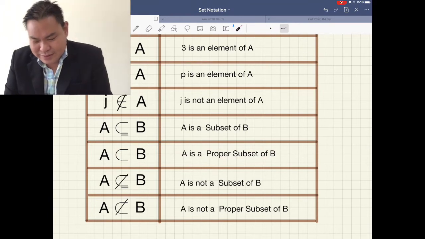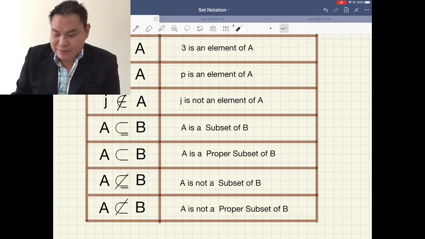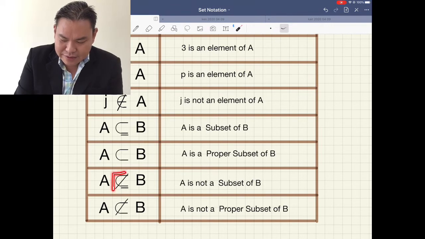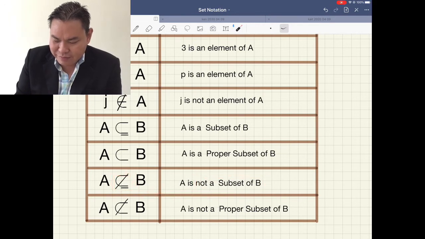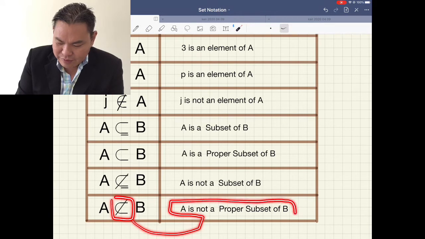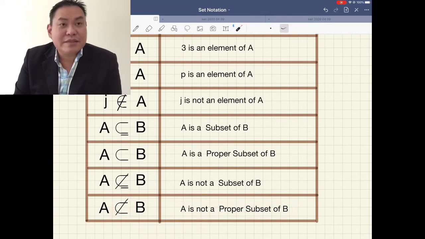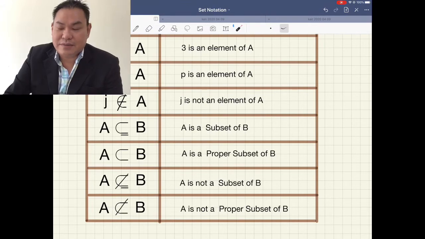Next one is when you cross the notation out, that means it's not. So the next symbol means not a proper subset. So A is not a subset of B, and below here, A is not a proper subset of B. So that's how you read the notation there.